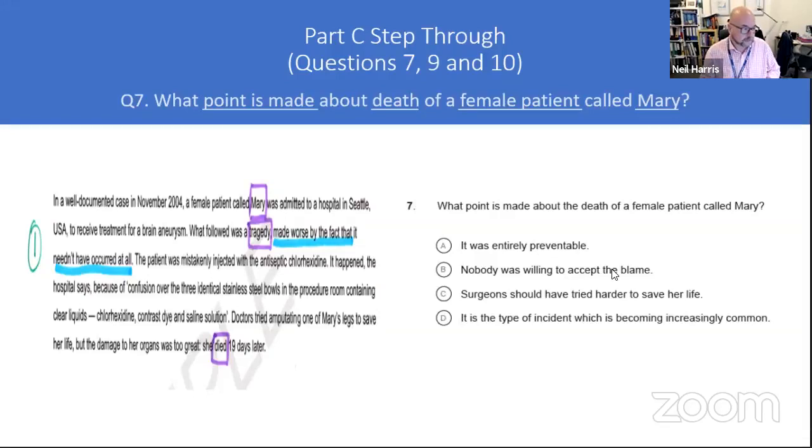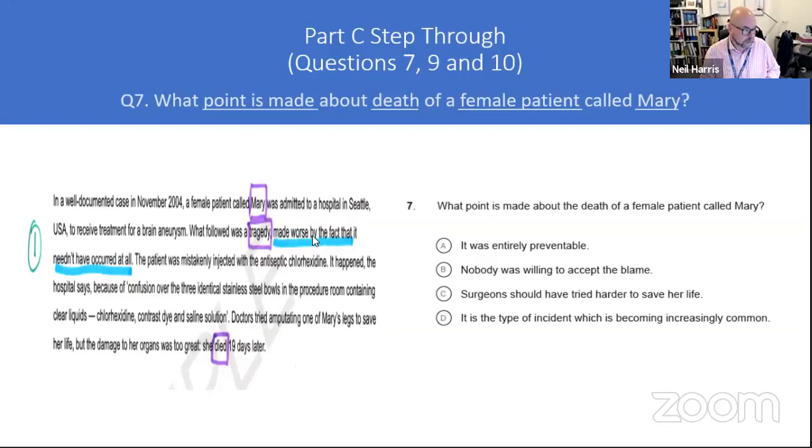Nobody was willing to accept the blame. Yeah, I don't like that answer, it's not really there. Surgeons should have tried harder to save her life. Well, they did try, but there's nothing about the fact that they should have tried harder. And it's a kind of accident which is becoming increasingly common. Well, no, we know it happened because of confusion. So we're going to stick with our first option, A.